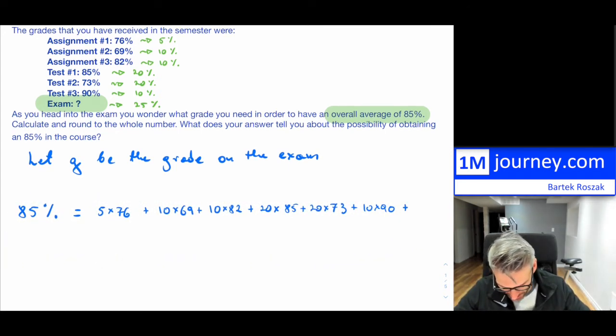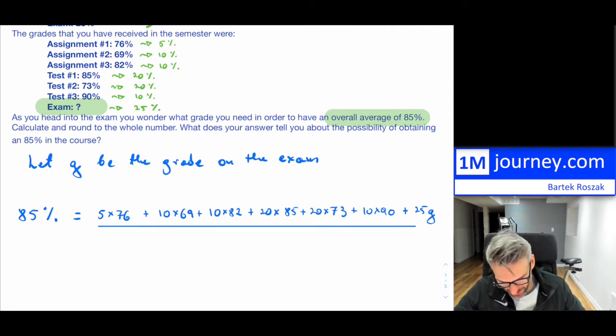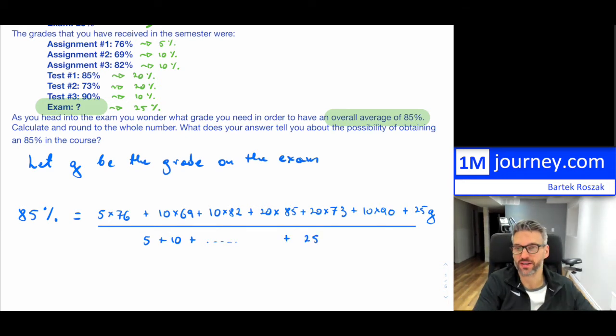So you're supposed to be summing up the weighted averages. Now I don't know what my grade on the exam is, so that's my G that I'm going to have to solve for. This whole thing is being divided by all the weights, right? Which is 5 plus 10 plus, so on, all the way up to your exam, 25. The denominator is going to be equal to 100 because we're dealing with the final grade.